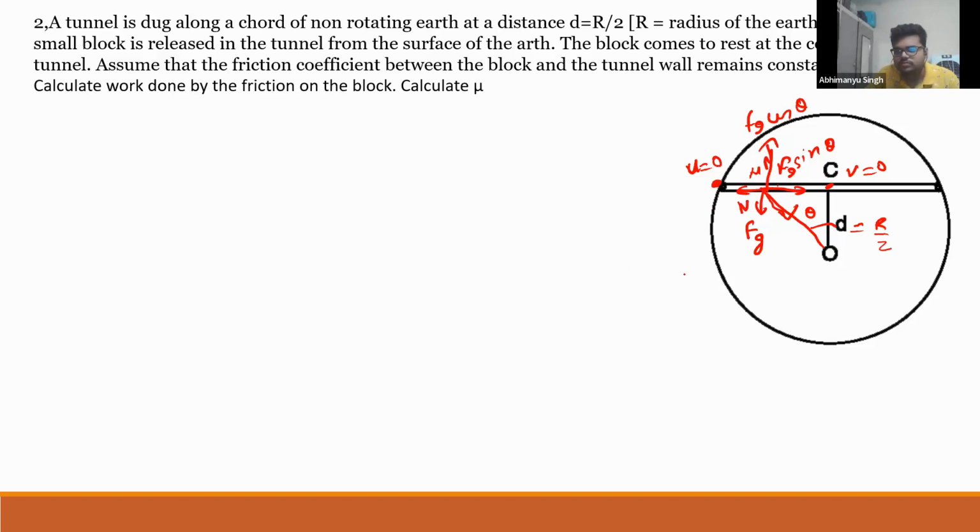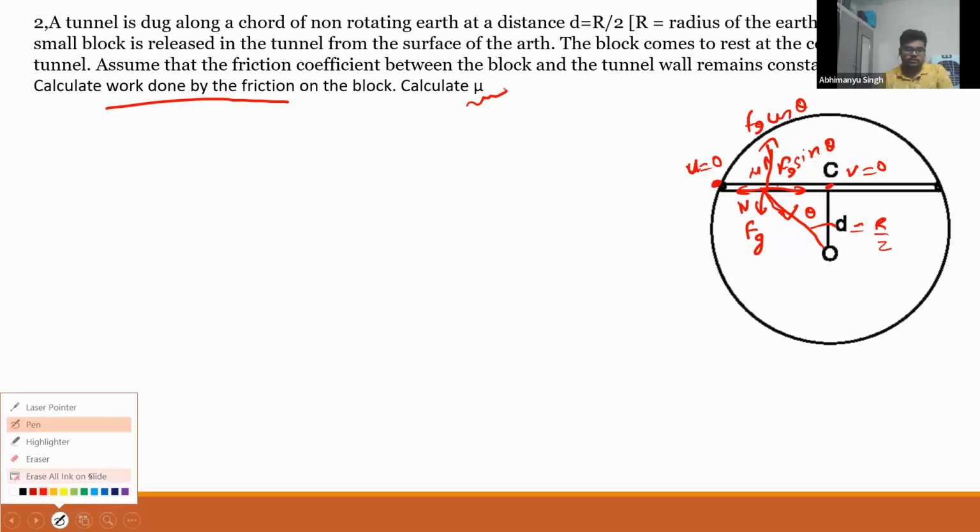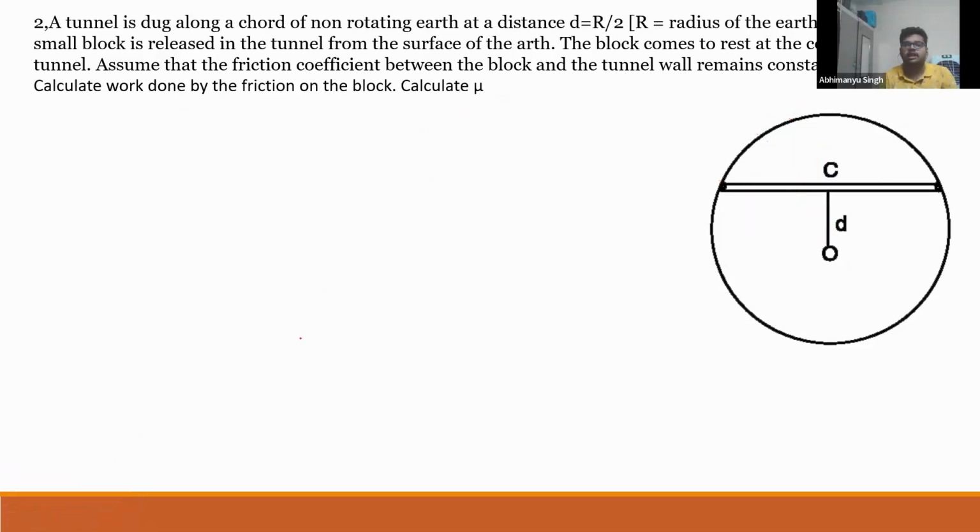So this is the scenario. Okay, what is happening? Now we need to calculate the value of heat. What we need to calculate? First is work done. Work done is simple. Work done is nothing. The second part is nice. So work done is very easy. So let us start this problem.